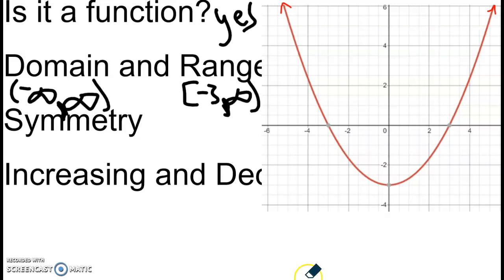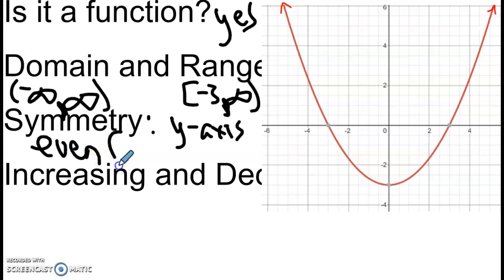So my range is -3 to infinity. My y coordinates are never going to be any lower than -3. Okay. What do you think? If I fold it on the y-axis, does it look exactly the same on the left and the right? Does it have symmetry? Yes, it has y-axis symmetry. So therefore, the word we use for that is, this is an even function. It has y-axis symmetry. Y-axis symmetry means it's an even function.